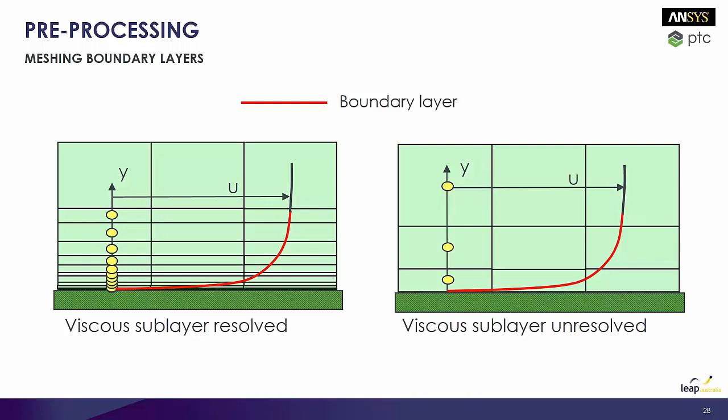Now, in order to estimate the first cell height, we'll use a dimensionless value called the Y plus number. It's an equation that's proportional to the flow velocity, density, and shear stress at the wall. We've got a calculator for it on the LEAP academic portal and the LEAP CFD blog, which we'll link you to.